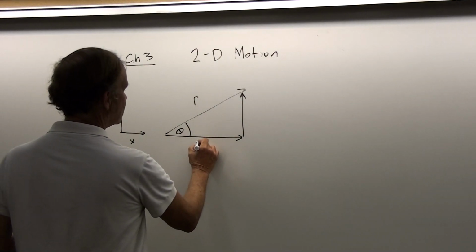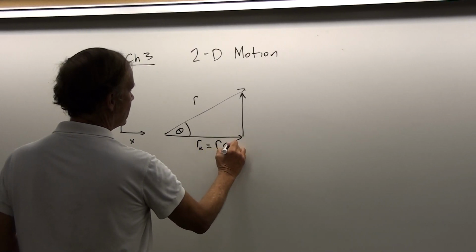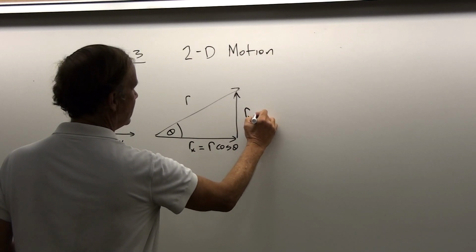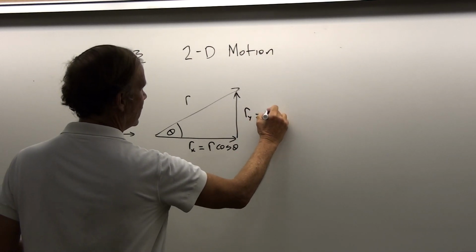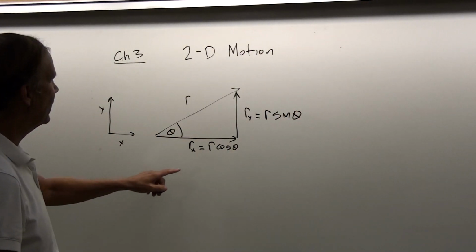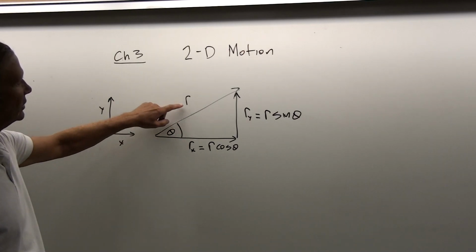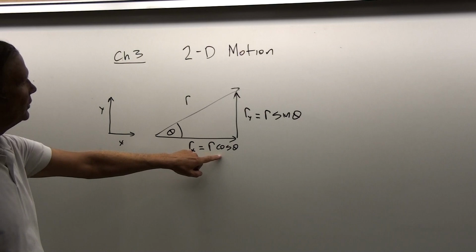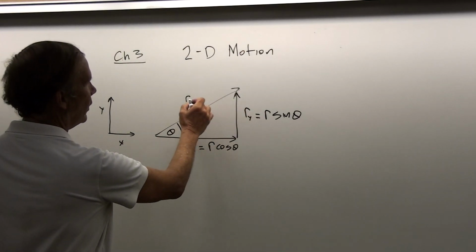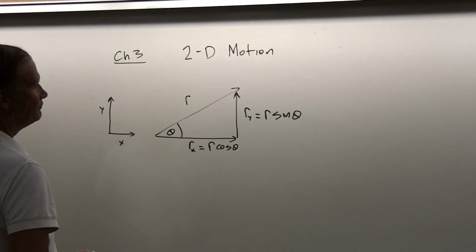And so we have an x component to that vector, which is just r cosine theta. And we have a y component to this vector that is just r sine theta. And this, of course, comes from the definition of cosine and sine. Cosine is rx over r. So just cross multiply and you get rx as r cosine theta. Sine theta is ry over r, so therefore ry is r sine theta.